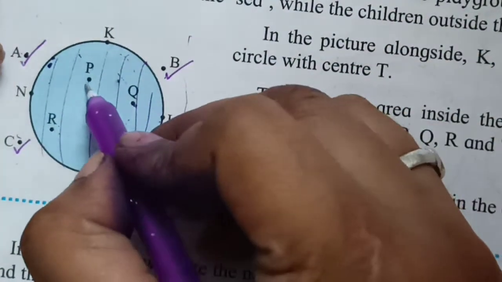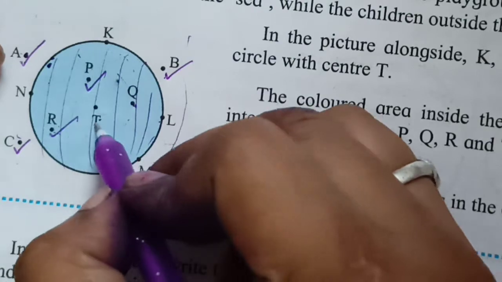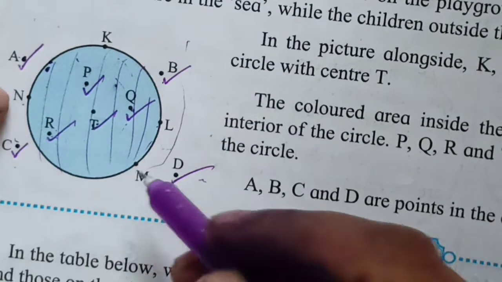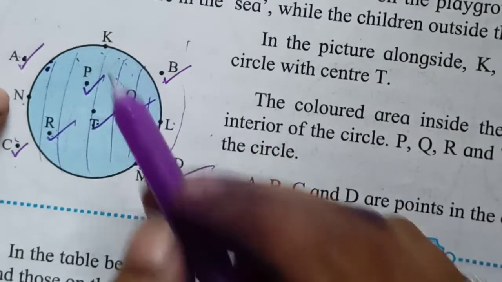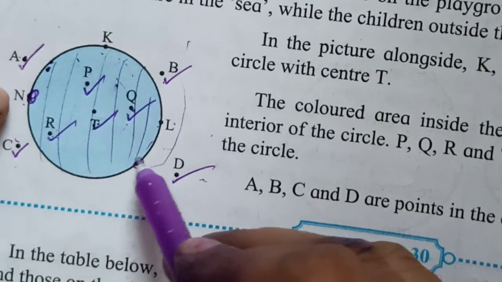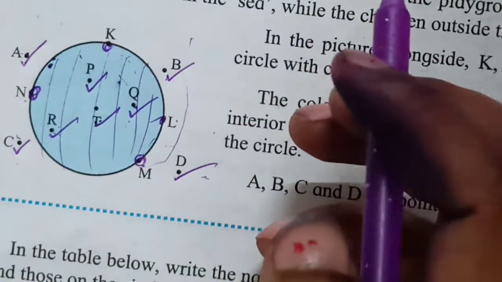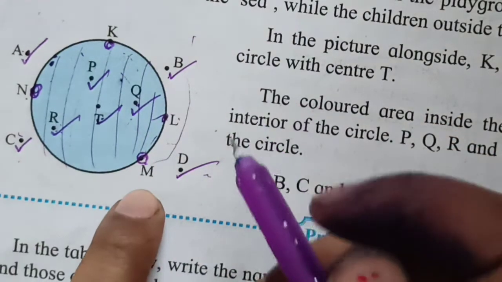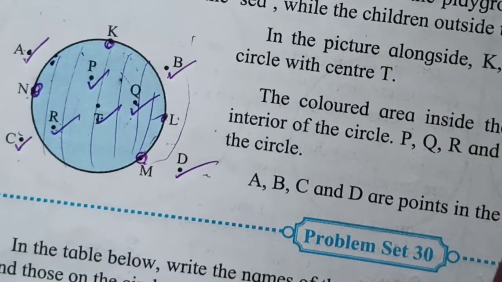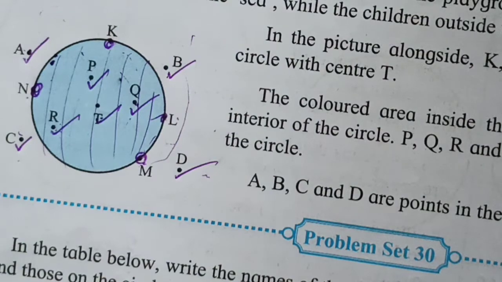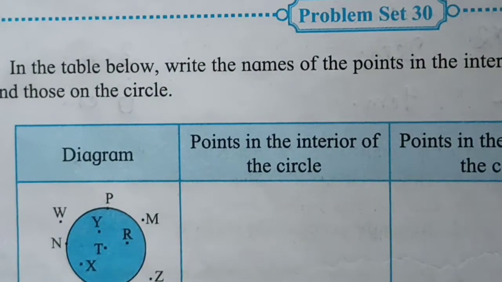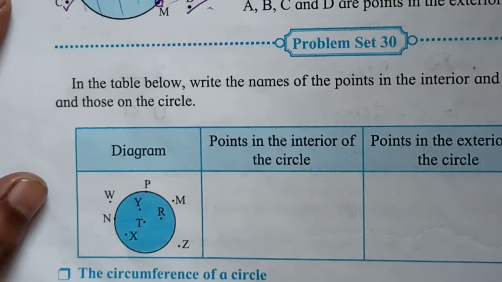Now we have done L, this P, R, T, Q, this is over. Now N is remaining, M is remaining, and N and K, these 4 points are remaining. Now these 4 points are neither interior nor exterior. These points are on the circle. So these points are called on the circle. Understood?